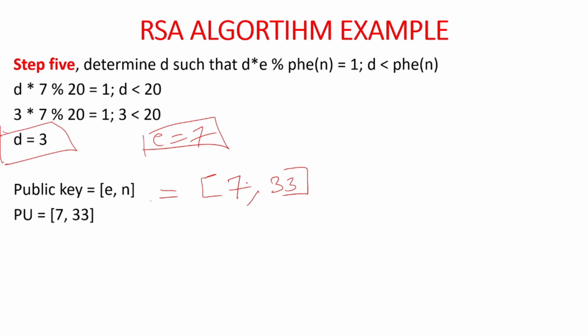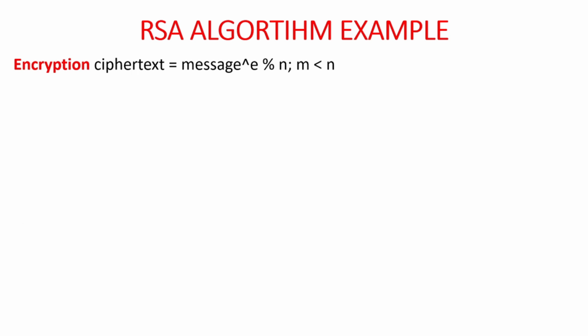And similarly, what is your private key? D comma N. So what is D? 3. So 3 comma 33. This is your actual private key, which will be used for decryption, and public key will be used for encryption. So now how to find the ciphertext? This is a formula. Message raised to E mod of N, and M should be less than N.